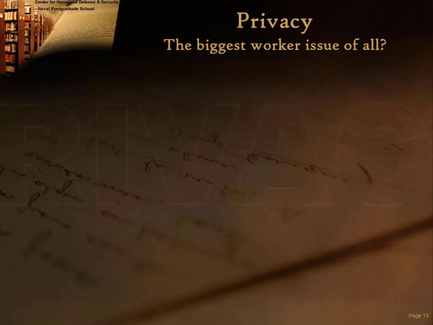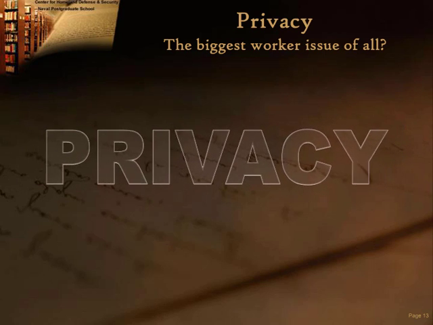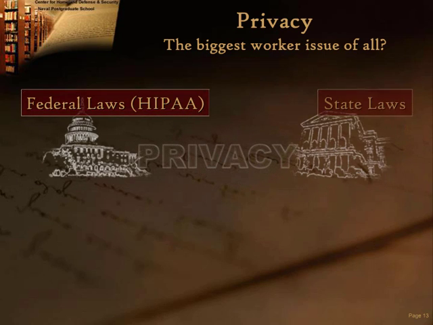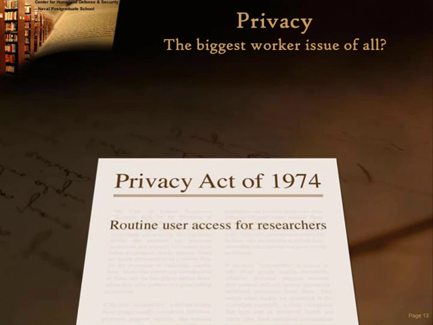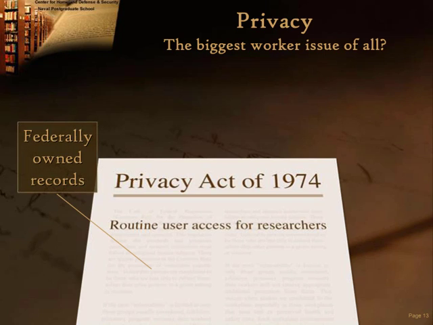The privacy situation currently is clouded by federal laws, HIPAA, and by many state laws that address specific situations such as genetic testing and privacy. Newer technologies and electronic transmission of medical records exceed historic legal protections available for privacy. The Privacy Act of 1974 allows routine user access for researchers and others to obtain federally owned occupational medicine records.